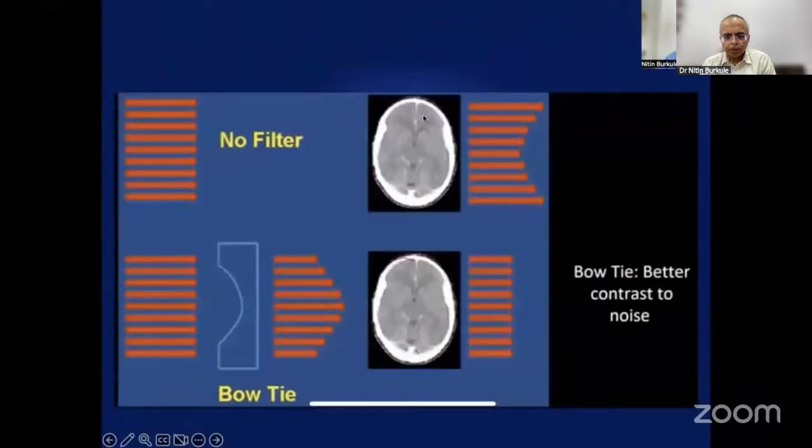Because whether it is the head or the abdomen, the cross section of the body will have more thickness in the center. That is why, if you have higher energy X-ray photons coming in the center of the beam, you will have a uniform output at the detectors at the other end. So that is how the bow tie filter can compensate for the increased thickness in the center of the body or the brain.